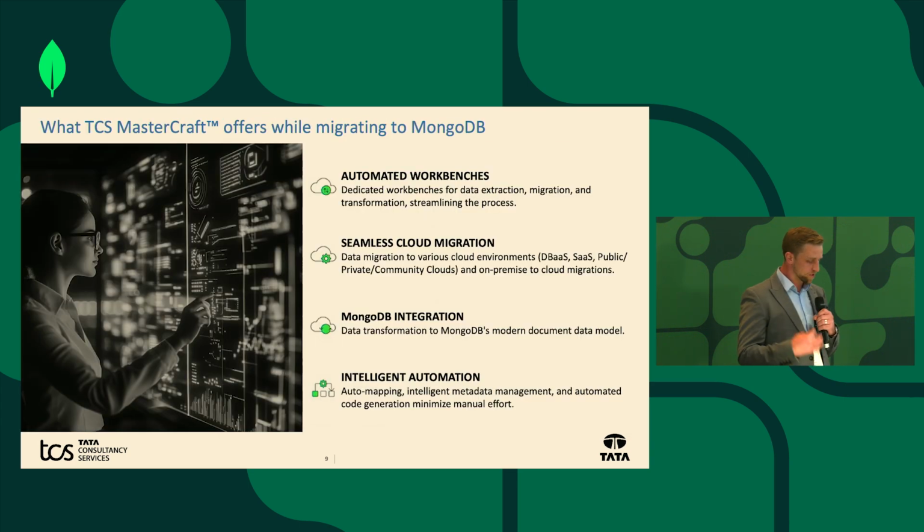So automated workbenches, again, these provide efficiencies to you and your organization. We have seamless cloud migration, which is including on-premise to cloud. We have MongoDB integration specific to MongoDB's modern data model. And then we have intelligent automation with features mentioned in the previous slide to accelerate this journey, reducing effort by up to 75%, while also increasing quality as well.